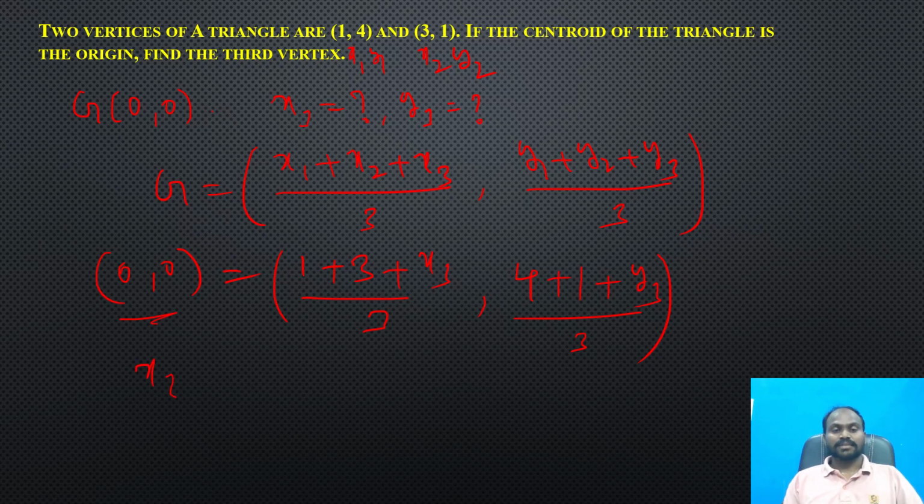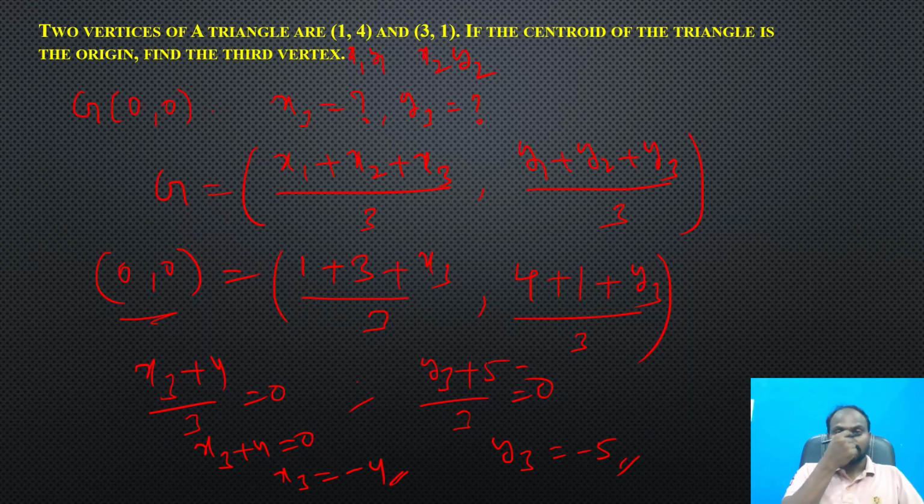So you can write (x3 plus 4) by 3 equals 0, and (y3 plus 5) by 3 equals 0. So x3 plus 4 equals 0, then x3 is equal to minus 4, and here also y3 is equal to minus 5. This is the third vertex of the given information. Right? Simply we are equating now because this point is equal to this, which means we can equate the x coordinates and we can equate the y coordinates. Right, students?